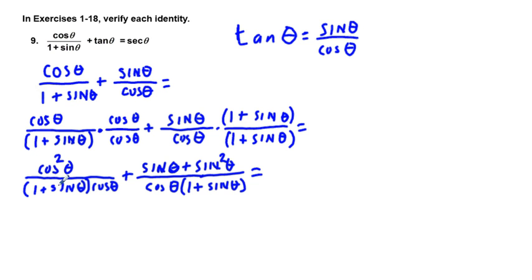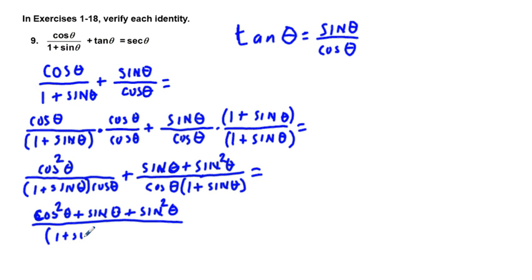Now we're going to write these over a single denominator. I'm going to write them in order: cosine squared theta plus sine theta plus sine squared theta, all over 1 plus sine theta times cosine theta.